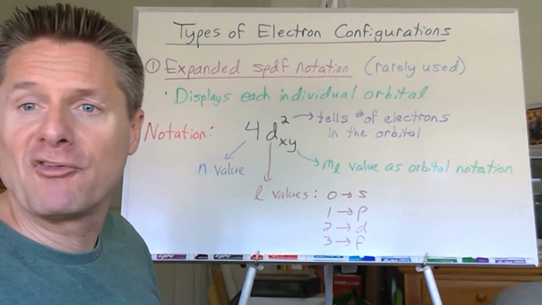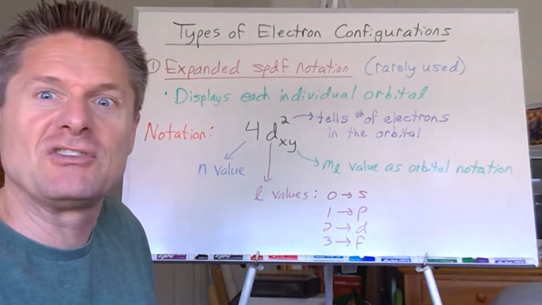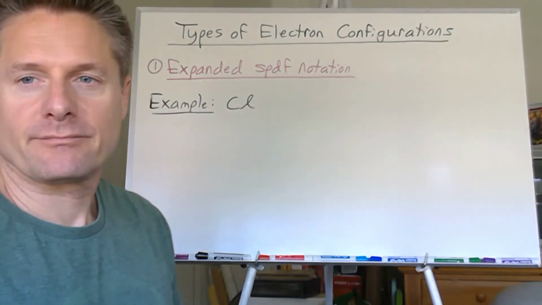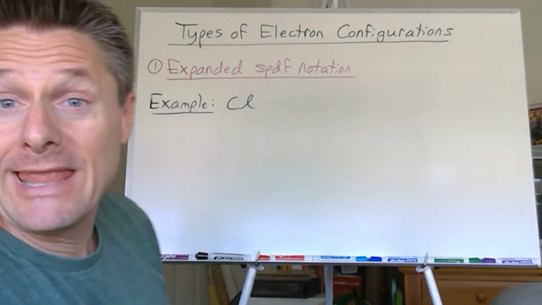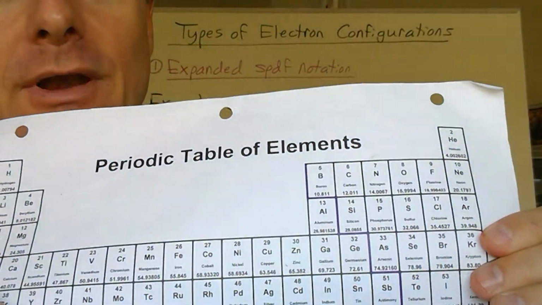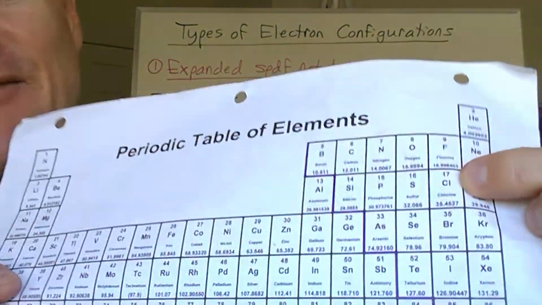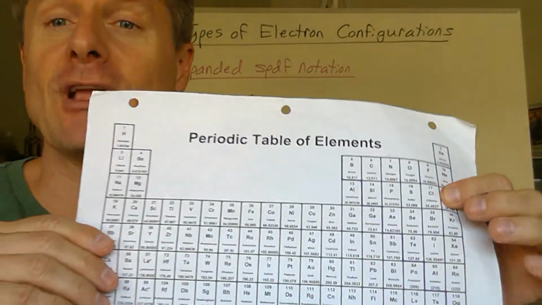So let's do an example for this to show you how bulky and weird, well, not weird, just tedious it is. All right, if you guys are feeling up for it, see if you can do chlorine. So a neutral chlorine atom. You just look at your periodic table and go, well, where's chlorine here? Okay, so we've got 17 protons, and we're assuming it's a neutral chlorine atom, so 17 electrons to distribute.